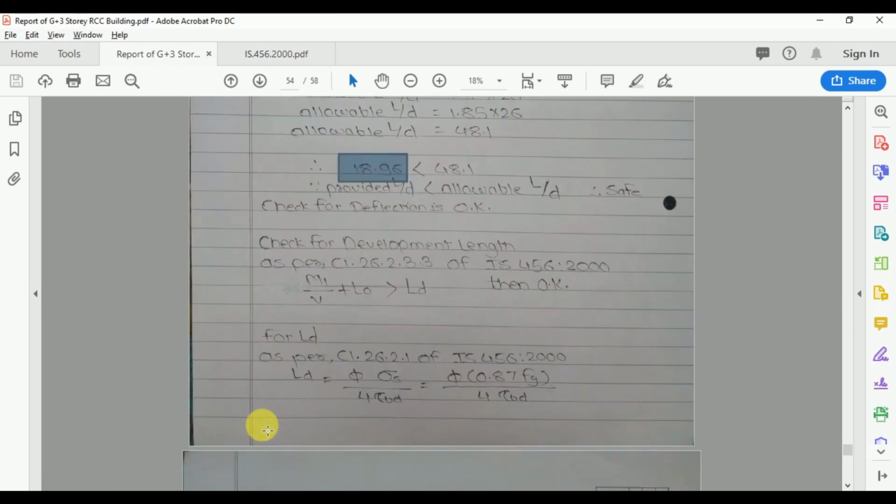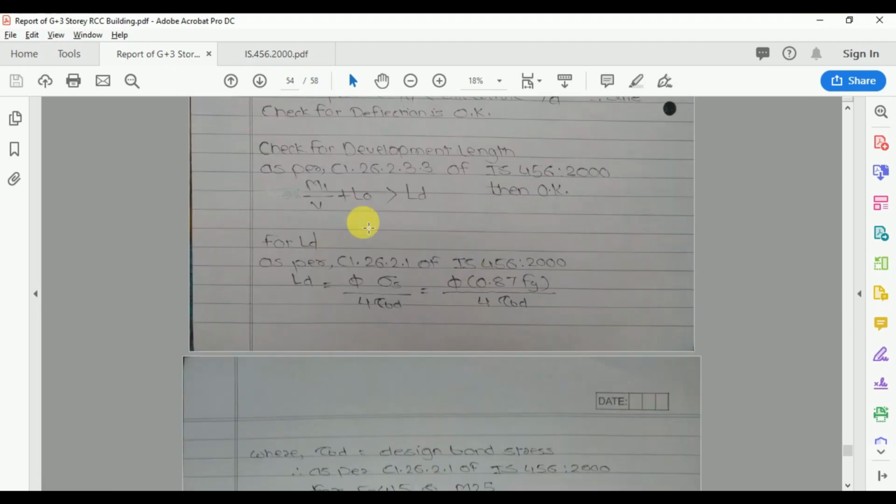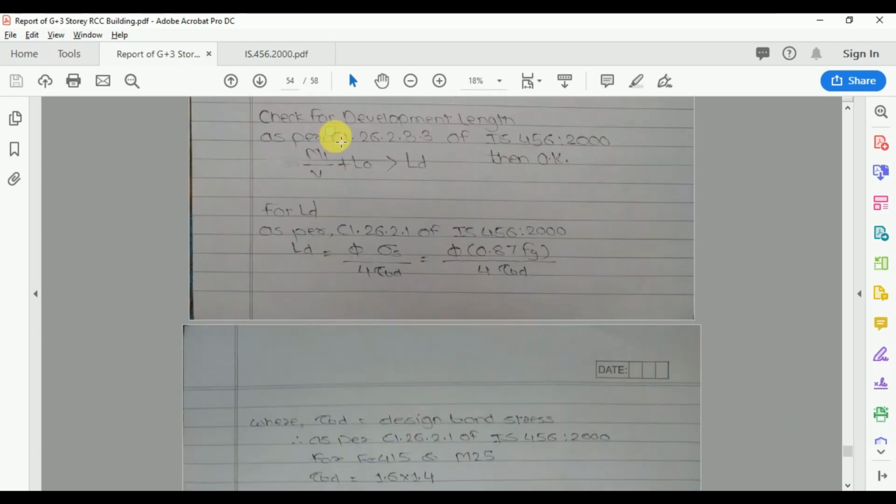So now we need to check our staircase for the development length. So for the development length, we need to follow the codal provisions as per clause 26.2.3.3 of IS 456-2000. That is, M1 upon V plus L0 should be more than the development length. So first of all, we will calculate the development length. So development length we need to calculate as per clause 26.2.1.